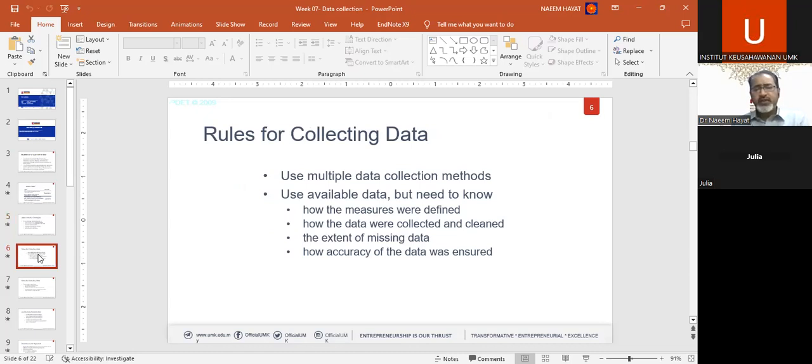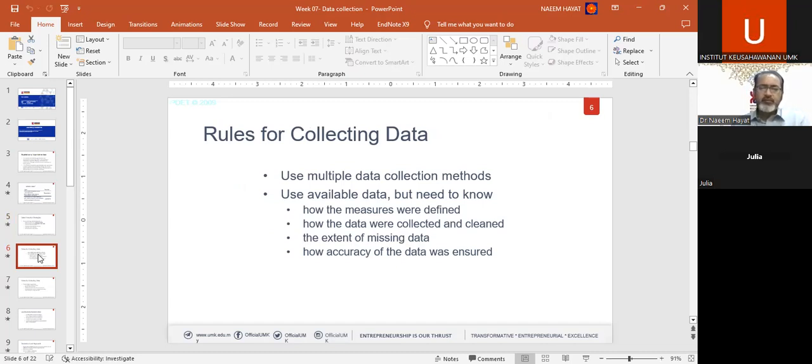Rule of data collection: use multiple data collection methods. It's a general call. It may not be mandatory, but a single method of data collection is more frequently employed by many scholars or researchers, whereas multiple data collection methods or sources are analyzed.